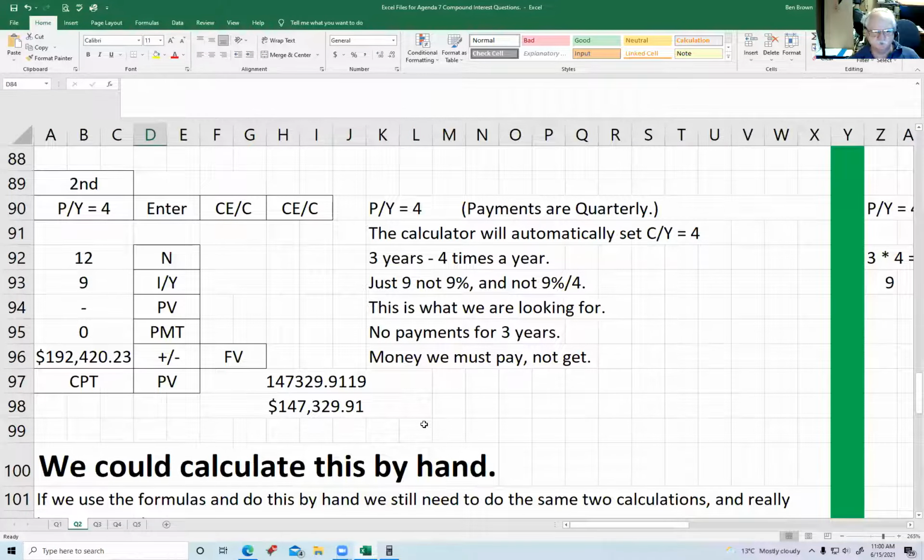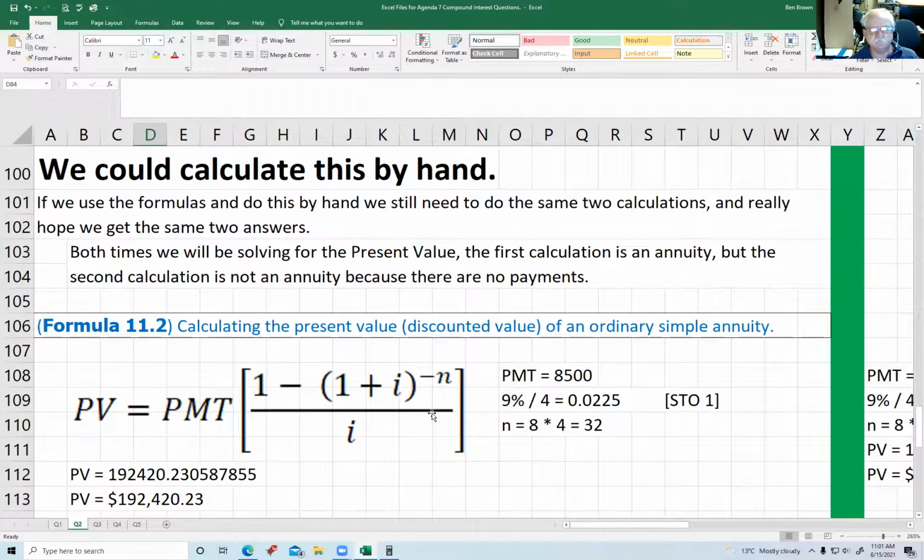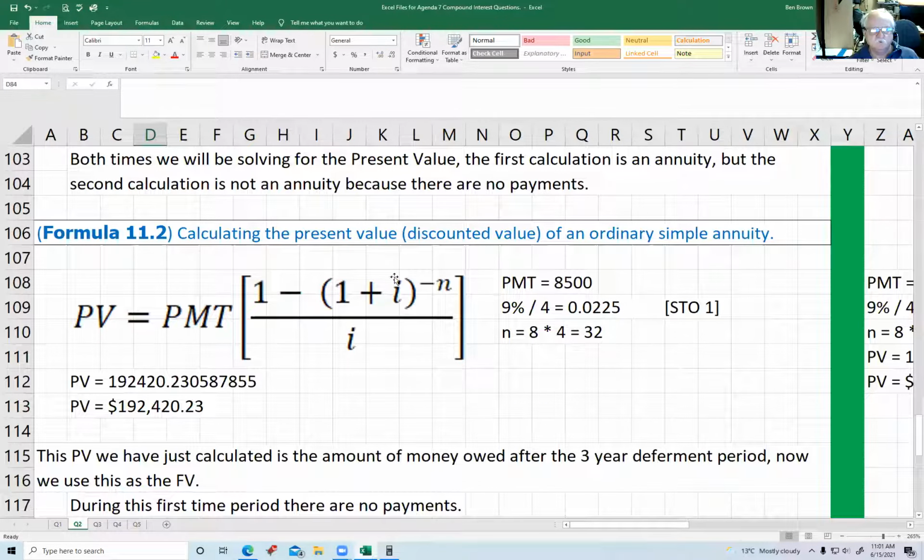Okay, let's take a look at the formulas if we were inspired to do this by hand. The first calculation we're going to do is an annuity because we're making payments. So this is formula 11.2, calculating the present value. And if we plug all this information in, we should indeed get the 192. If you're not getting the 192, let me know and we can go through it.